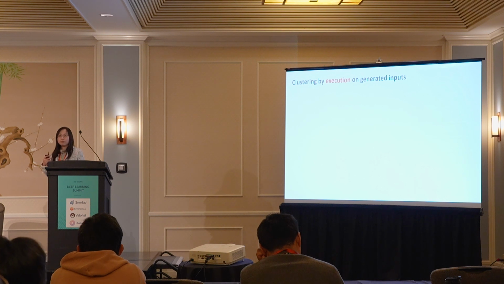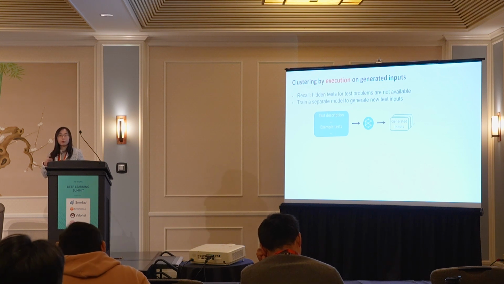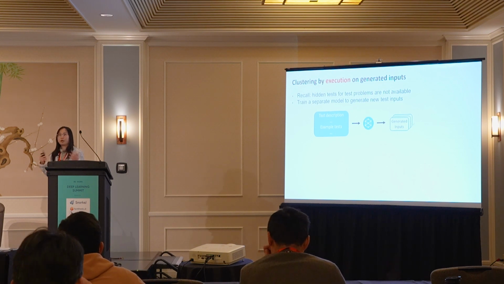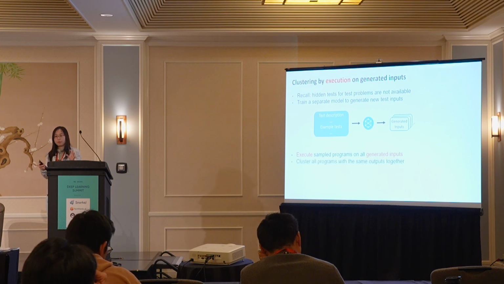And again, we are using program execution. Recall that we have these hidden tests for programs which are not seen by the models. So we train another separate model to generate new test inputs so that we can have a better understanding of the code's semantic meaning. Note that for these generated inputs, we do not know their ground truth outputs because we don't have the ground truth programs. So basically, we will execute these sample programs on all these generated inputs and cluster all programs with the same outputs together.